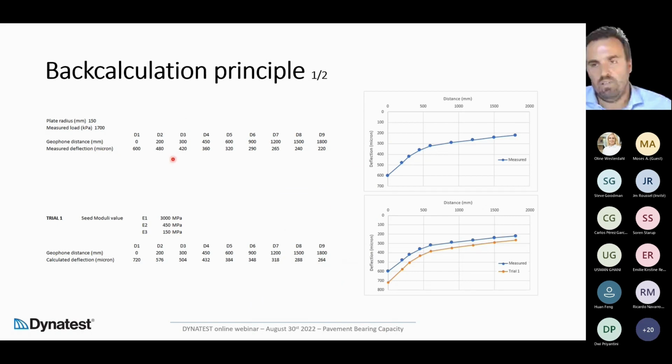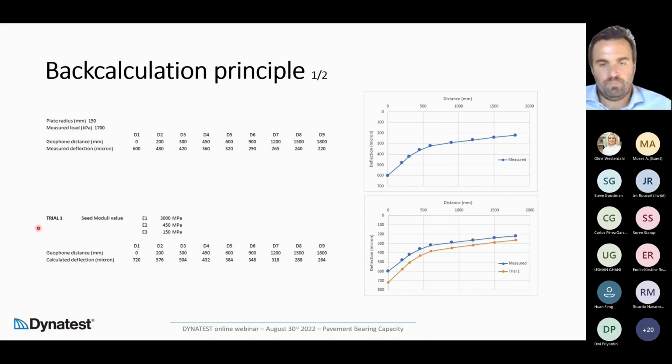Here we can see the basin recorded during collection, so we call it measured. We have a plate radius of 150 millimeter. We apply a load with a pressure of 1700 kilopascal, and we measure this basin, where D1 is 600, and we have all the rest of the deflection values.